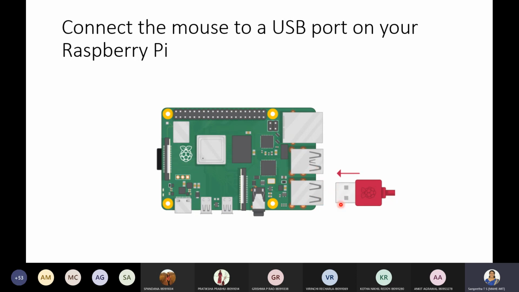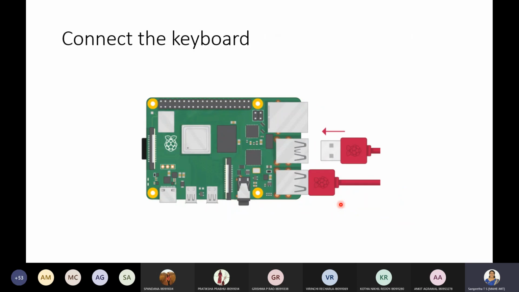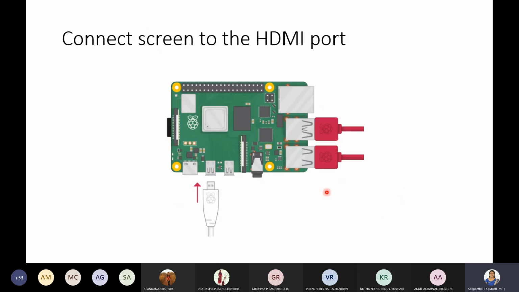Say, for example, one port for keyboard, one port you can make use of for a mouse, and here one HDMI port wherein you can plug in the LCD monitor. Because you have to have one or the other interface for working with it.